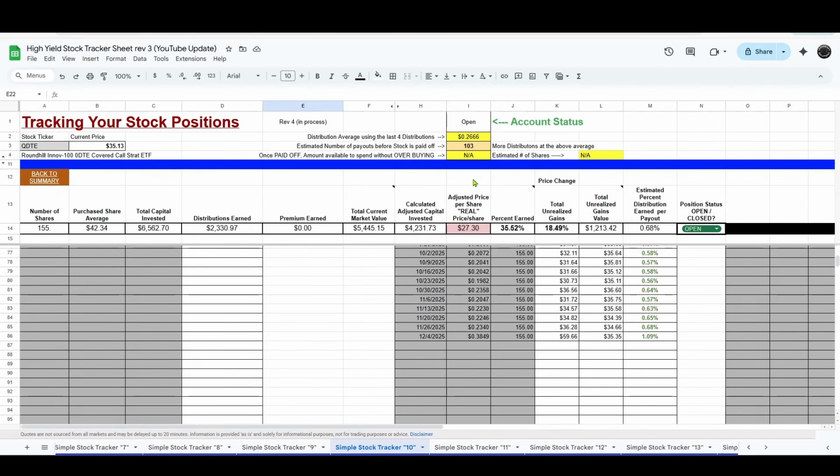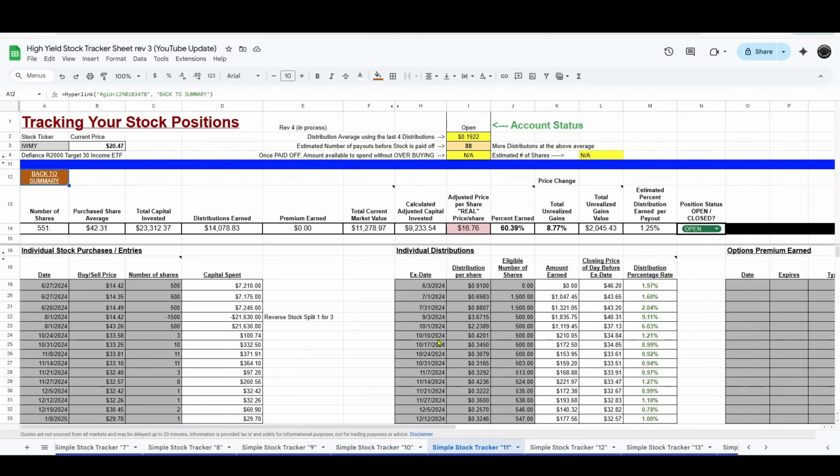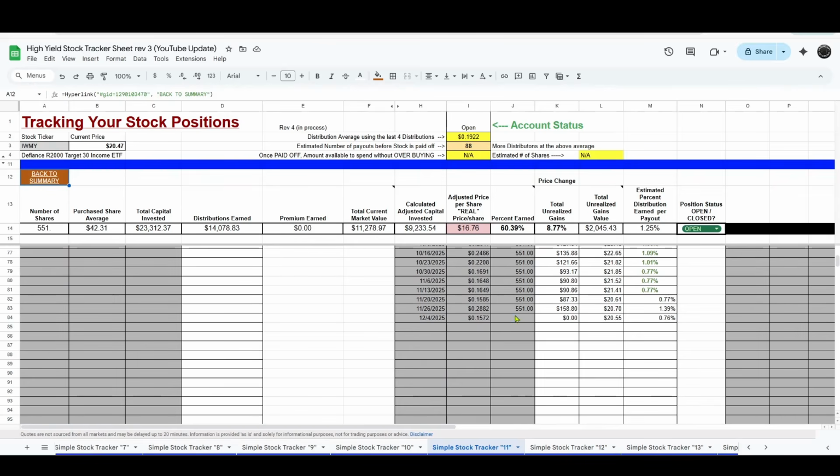These you have to play very carefully, but if you do play them right, they can be profitable. And moving on to IWMY, for IWMY we got 15 cents and I got 551 shares. And that means my real price per share of $16.76 now becomes $16.60.